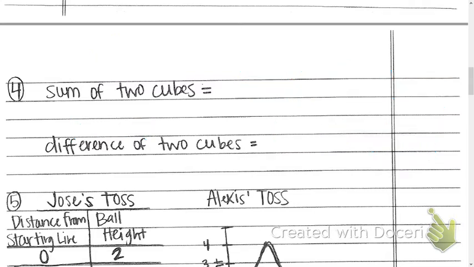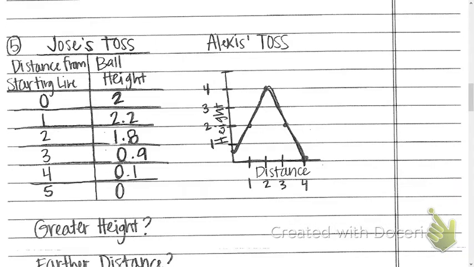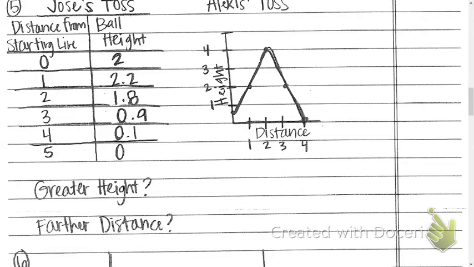All right. Number 5. It wants to know who has the greater height and who had the further distance. So, Jose, what was his greatest height? 2.2. So I want you to put a star beside 2.2. What was Alexis's greatest height? 4. So I want you to put a star above his 4.